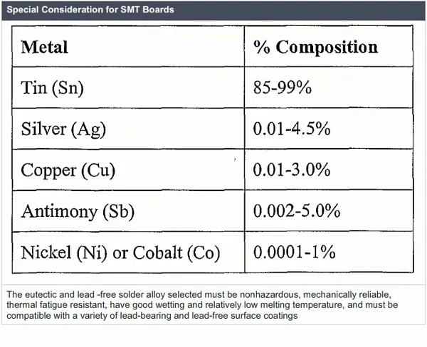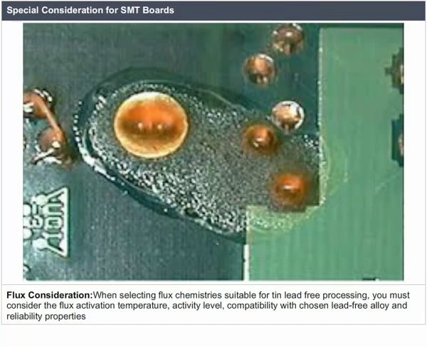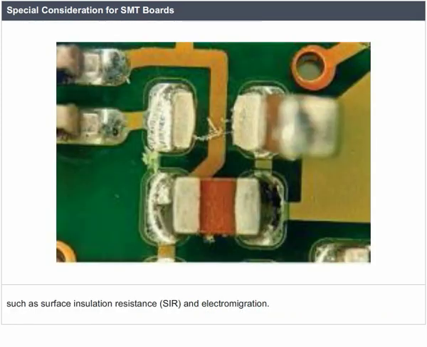The eutectic and lead-free solder alloy selected must be non-hazardous, mechanically reliable, thermal fatigue resistant, have good wetting and relatively low melting temperature, and must be compatible with a variety of lead-bearing and lead-free surface coatings. Flux consideration. When selecting flux chemistry suitable for tin lead-free processing, you must consider the flux activation temperature, activity level, compatibility with chosen lead-free alloy, and reliability properties such as surface insulation resistance, SIR, and electromigration.